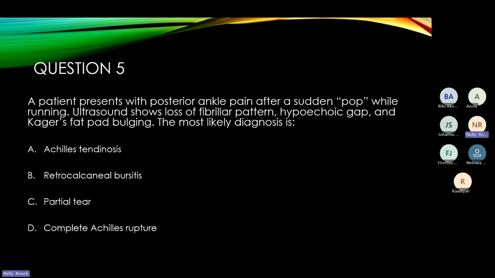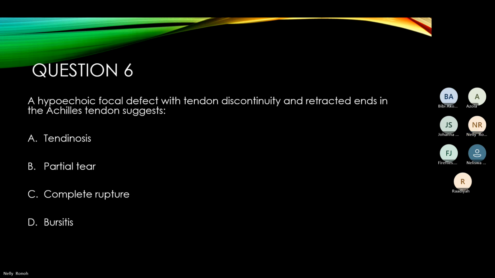Okay, maybe I can take that up. Of course, this would still be a complete Achilles rupture, yeah? Because in most cases, when there is that pop, like it snaps, then it means it has detached from the point or at the myotendinous junction. Yeah, so that would suggest complete tear.